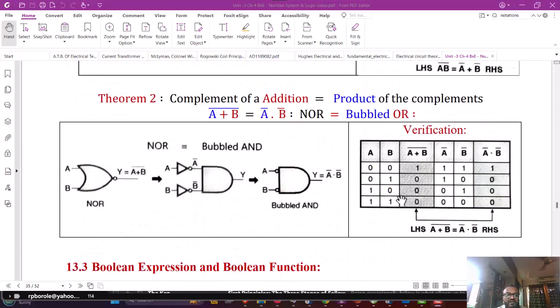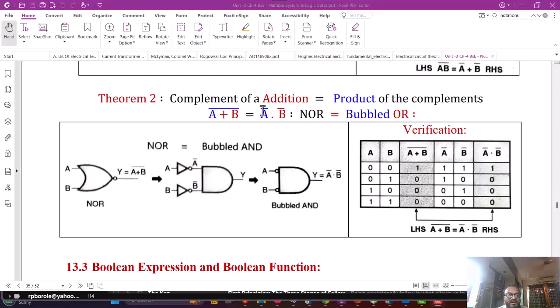The second De Morgan's theorem is: complement of addition, or complement of OR operation, is the product of the complements, or AND operation of the complements. Because we always say that addition and product or multiplication doesn't exist in Boolean algebra. What exists is that addition is nothing but the OR operation, and product, or multiplication, is nothing but the AND operation. So let us see the OR operation here.